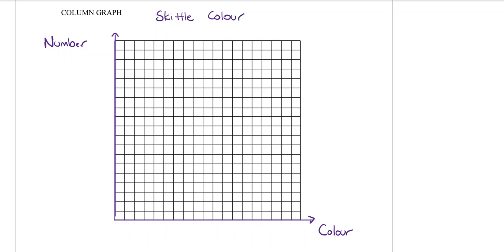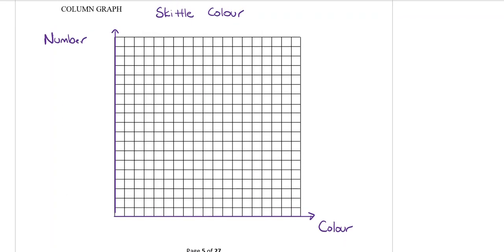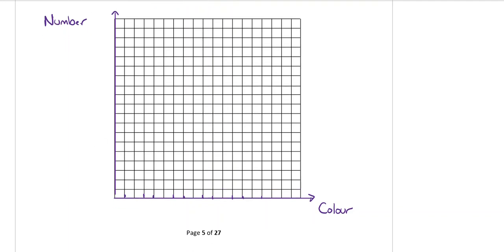Okay, now we have to finish setting up our axes. For the column graph, we've got to make sure we get this spacing right. We leave one gap, and then we need 2 spaces for the column. Then we leave one more gap, 2 spaces for the column, one more gap, 2 spaces for the column, and you continue that pattern until you've got enough spaces for the 5 colours that we have here. So then we write our colours down.